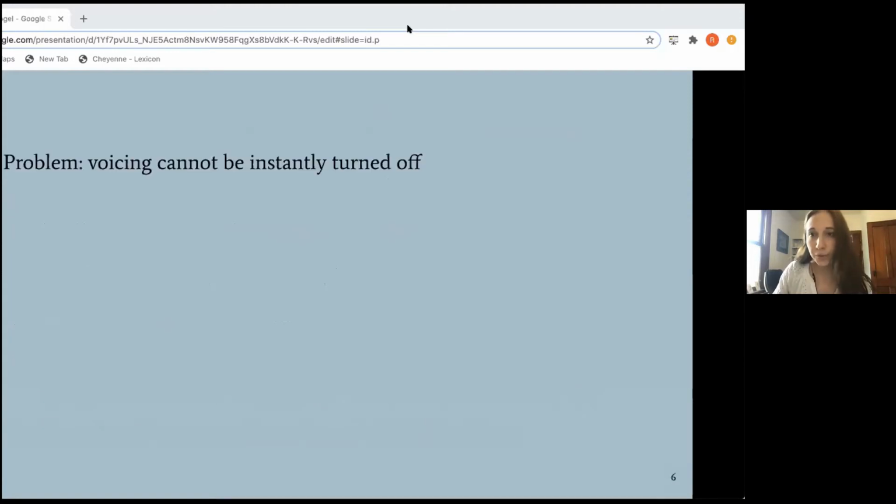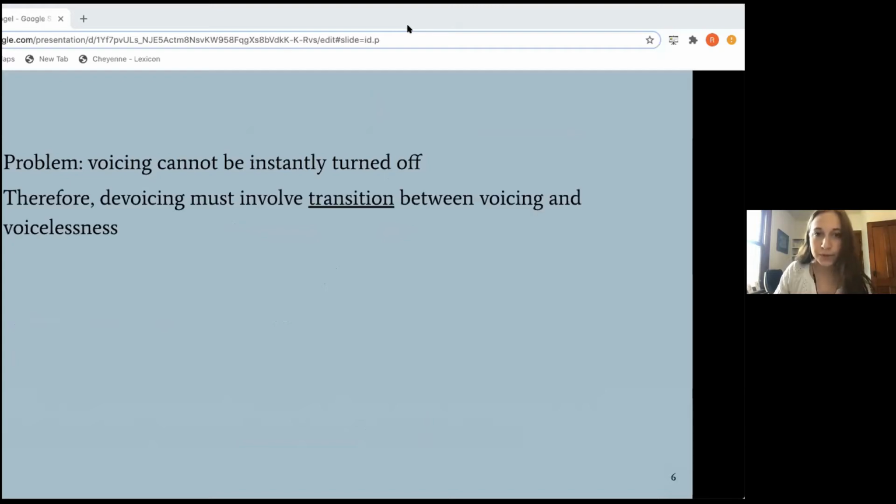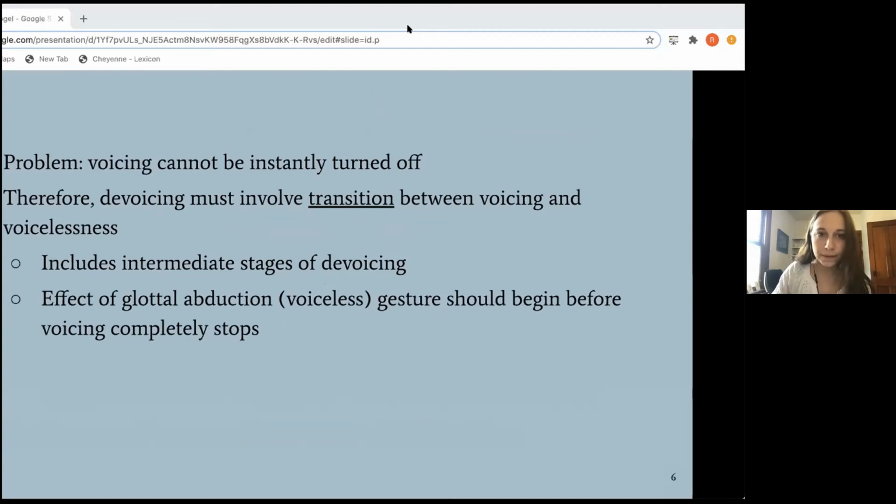But I'd like to point out a problem with this approach, which is that voicing cannot be instantly turned off. And therefore, there must be some transition between voicing and voicelessness, during which you should see a different type of gradience, which is in the degree of devoicing. There should be intermediate stages of devoicing, that is. And in terms of glottal gestures, this means that there should be an effect of a glottal abduction or voiceless gesture before voicing completely stops, and that is what drives the transition into voicelessness.